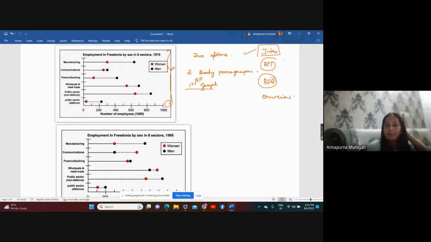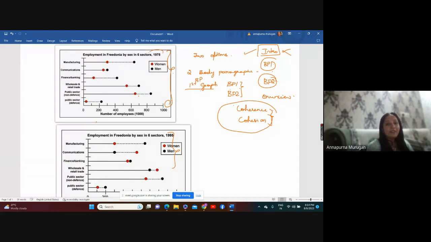So don't get confused. Body paragraph one does not mean the introduction; I won't address the introduction as body paragraph one. Body paragraph means the main paragraphs. In body paragraph one we will be describing this, and in body paragraph two we will be describing that. You were asking me about coherence and cohesion, right? By this segregation, what is happening? You are maintaining coherence and cohesion. Why? You are not mixing the ideas.